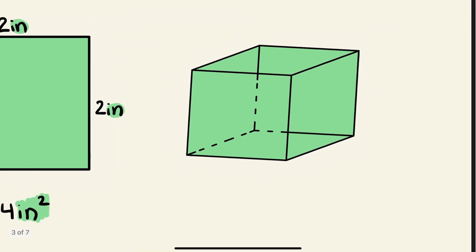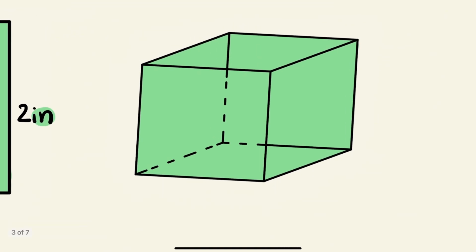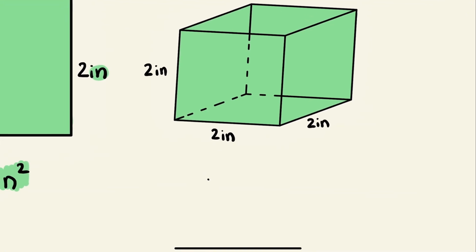Now let's take a look at this volume. Again, the shape is now 3D, so we have 2 inches for length, 2 inches for width, and now I have 2 inches for depth or height. Now, if I was to look for the volume, it would be 2 times 2 times 2, which is just 8. But more importantly, it would be inches times inches times inches, which is inches cubed.